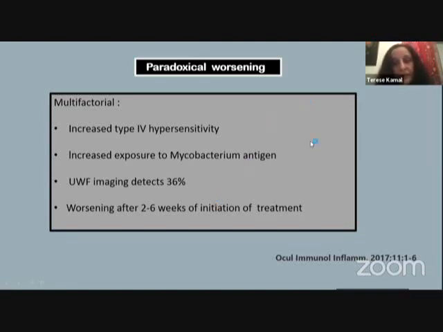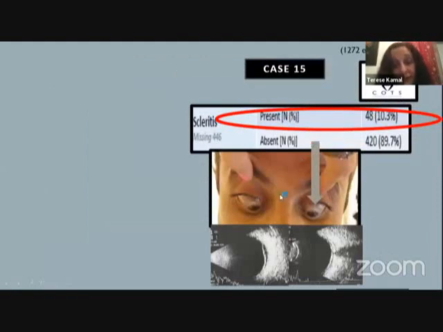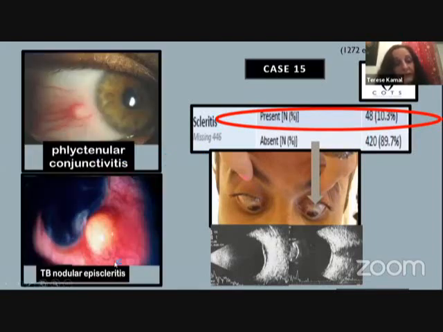This is a patient who came to me with scleritis, and actually this patient had TB scleritis with exudative detachment, and after the patient received treatment, we can see that the detachment resolved. It was found in the COT study to account for 10% of the patients enrolled in the study. Do not forget that phlyctenular conjunctivitis and TB nodular episcleritis are also found to be types of ocular TB.